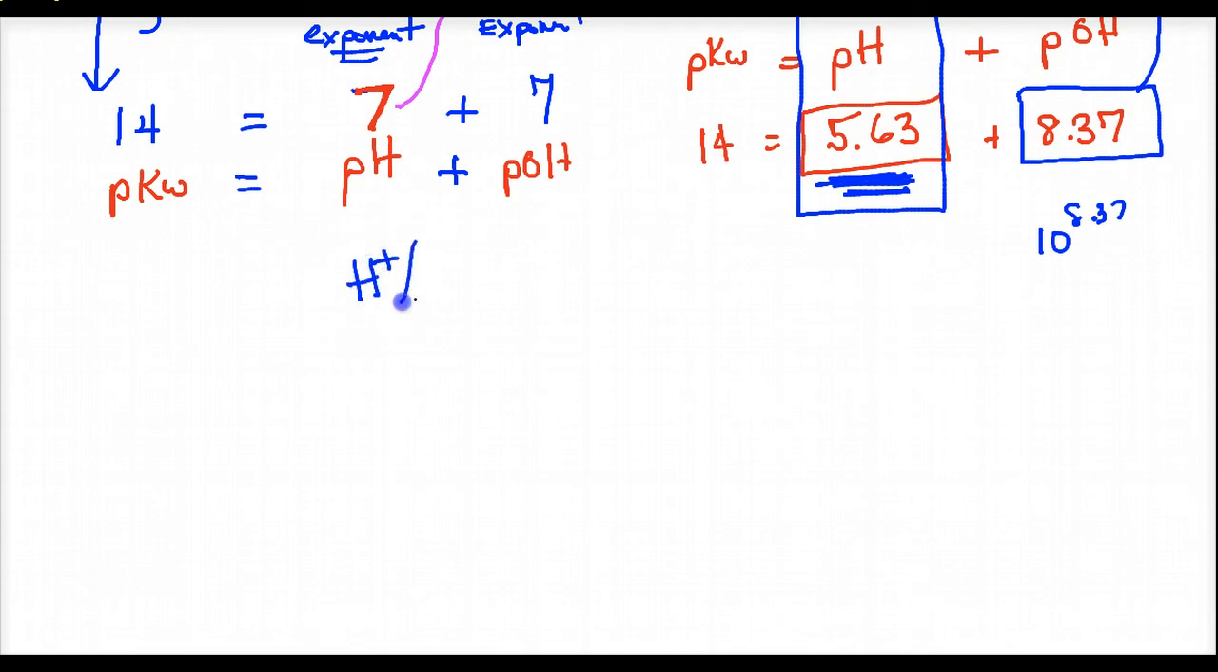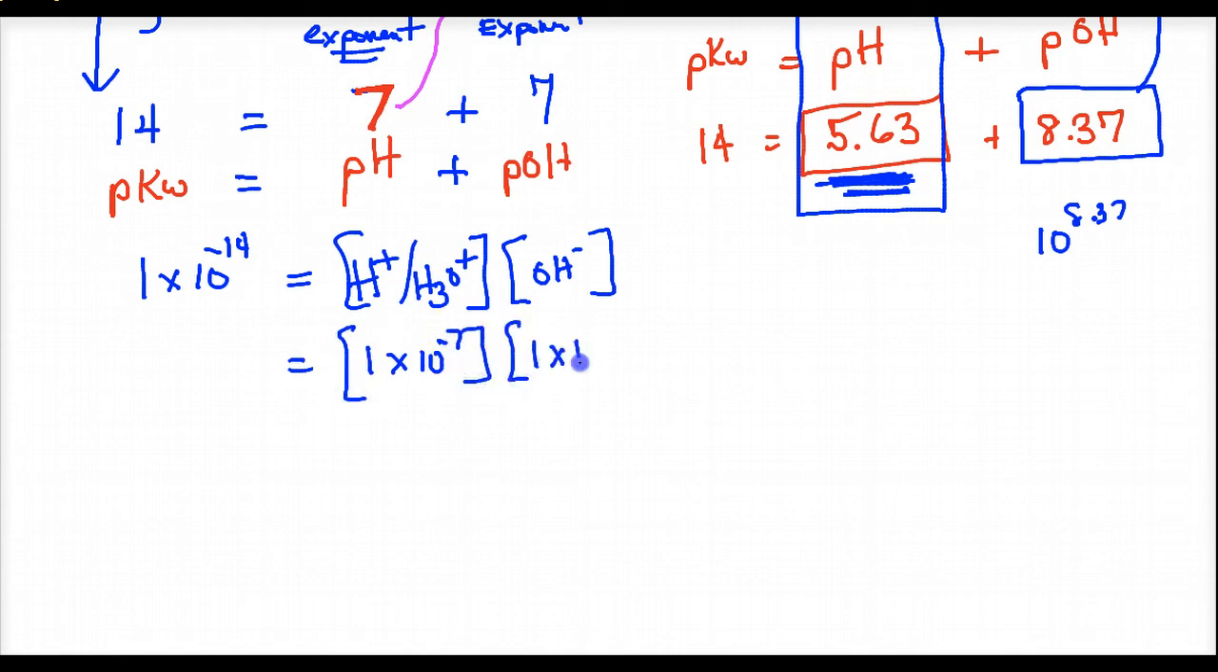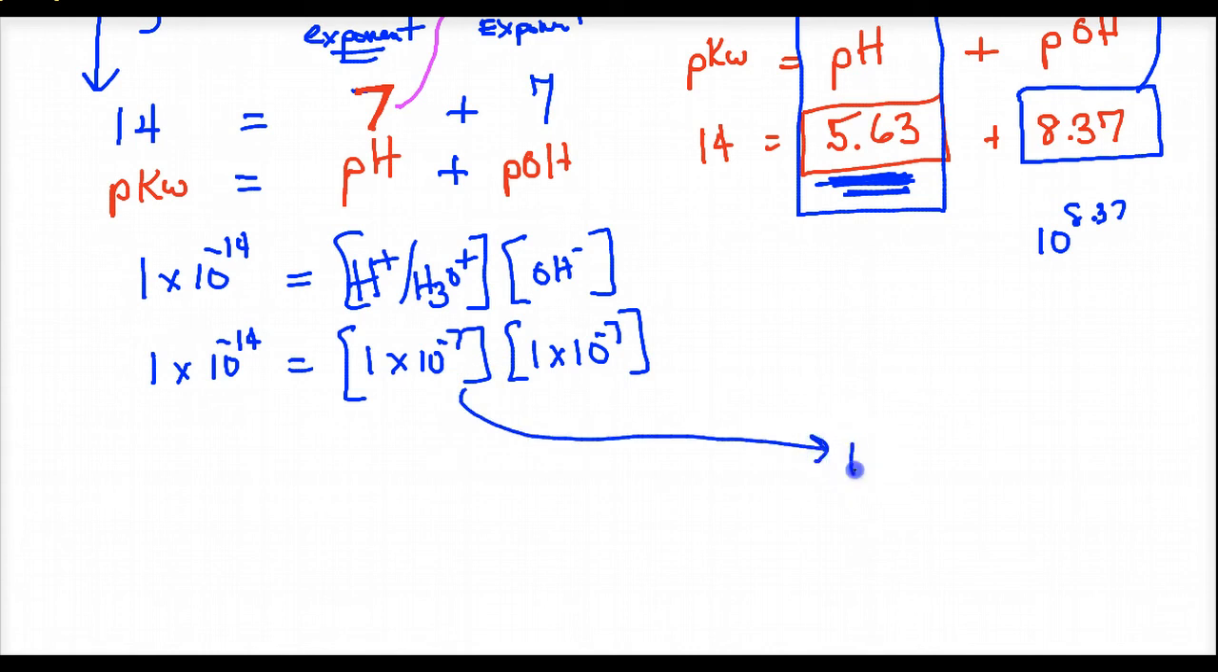H plus or H3O plus times our hydroxide equals our 1 times 10 to the negative 14. When we had equal amounts, this was 1 times 10 to the negative 7, and this was 1 times 10 to the negative 7. So when you have pure water, we have equal amounts, as we talked about. And this would give me a what? A pH of 7, which we say is neutral pH.